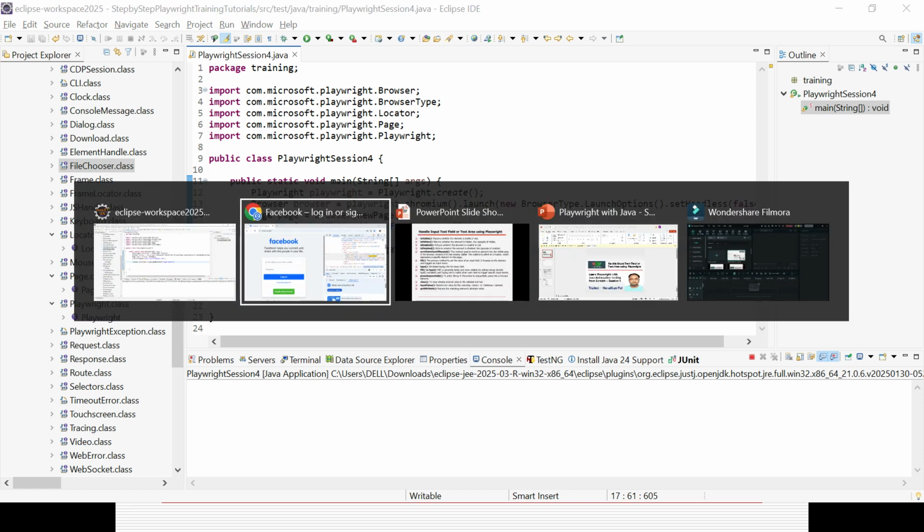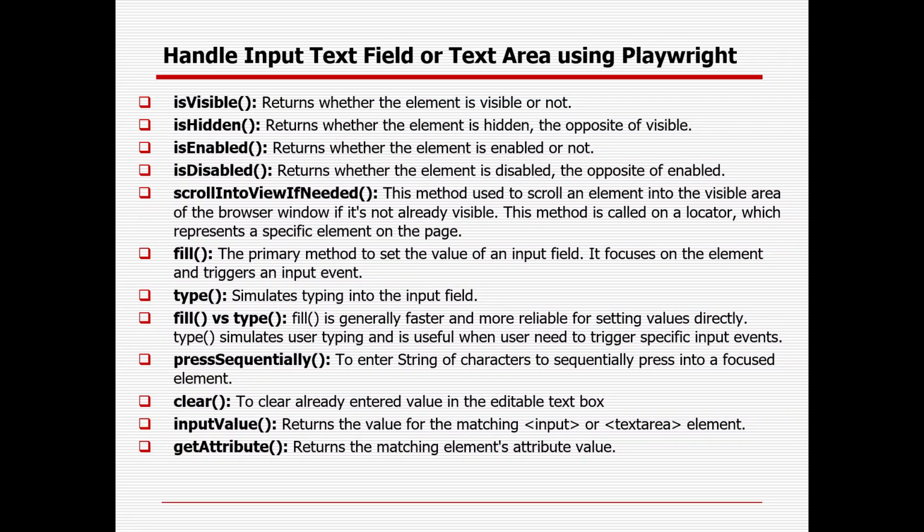So now what is the way I can interact? First I can check whether it's visible or not with the help of the isVisible method available in the Locator interface. It will return whether the element is visible or not. isHidden is the opposite of isVisible. It will return whether the element is hidden or not. Similarly, I can check whether an element is enabled or not with the help of the isEnabled method. It will return whether the element is enabled or not, whereas isDisabled is the opposite of isEnabled. It will return whether the element is disabled.